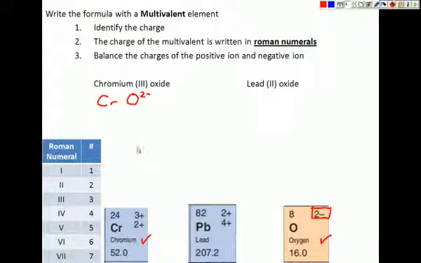Now, how we tell which chromium is going to be used, it's quite easy. It tells us right here in Roman numerals. So this number means 3. So what ion is being used? It is the 3 ion, or the 3 plus ion. So we can write that right here. Writing our formula again, we can use our crossing rule.